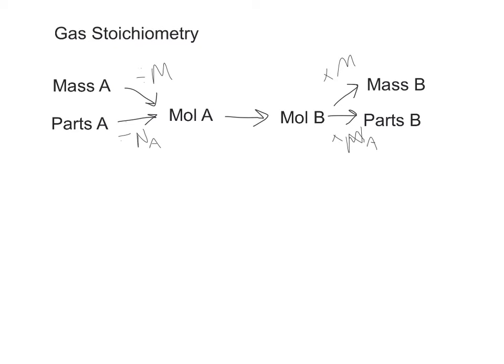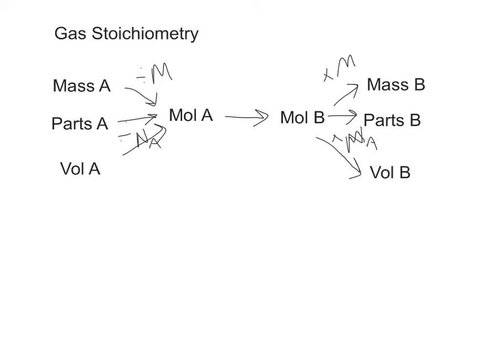But what do we do if we start with a gas? If I have a gas, and it's given to me as a volume in liters, we would want to convert it to moles of A or moles of B. But now this is where it gets tricky. We have to look at the conditions at which the gas is given to us. More specifically, we have to look at its temperature and pressure.